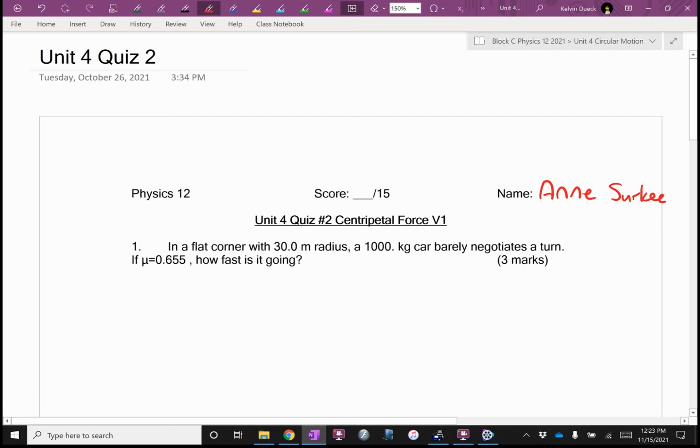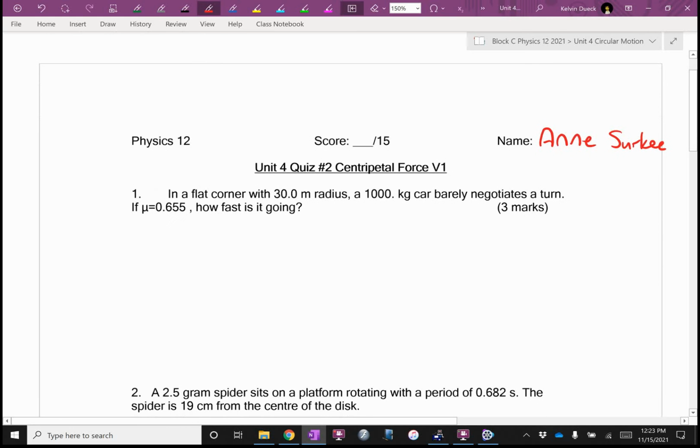Number 1, how fast is it going? I think this is going to be a job for a free body diagram because they gave me a coefficient of friction. Now, I can find how fast by going 2 pi r over the period. They gave me the radius, but they didn't give me the period, so I think I'm going to have to do a free body diagram. This is for a car going around a corner.